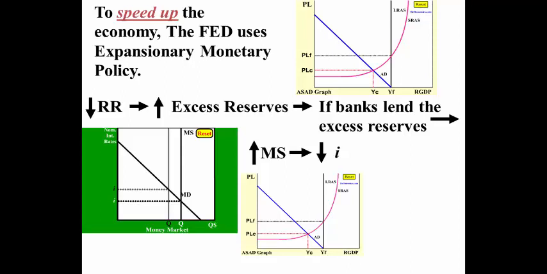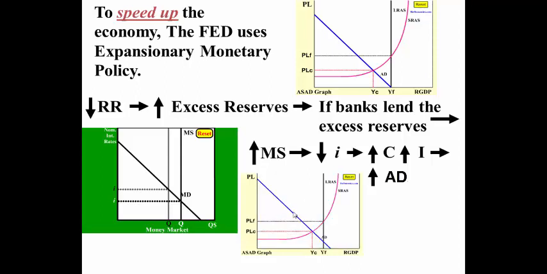As nominal interest rates fall, then consumption goes up and investment goes up. And since consumption and investment are large components of aggregate demand, this will shift aggregate demand now to the right. So we're going to go ahead and shift aggregate demand to the right.